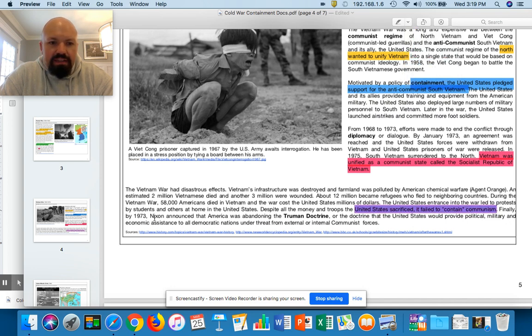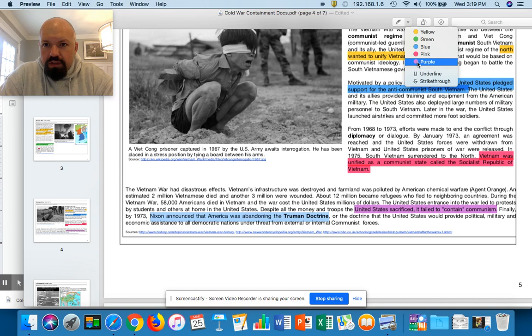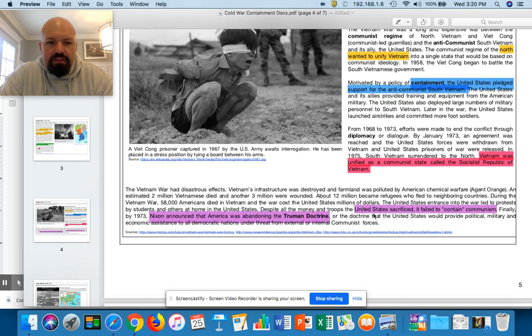Finally, by 1973, Nixon announced that America was abandoning the Truman Doctrine. Okay, so we're giving up on that. Or the doctrine that the United States would provide political, military, and economic assistance to all democratic nations under threat from external or internal communist forces. So after the Vietnam War, we're like, we're not getting involved anymore. We don't care about containing communism, or so we say, but I don't think that's true.